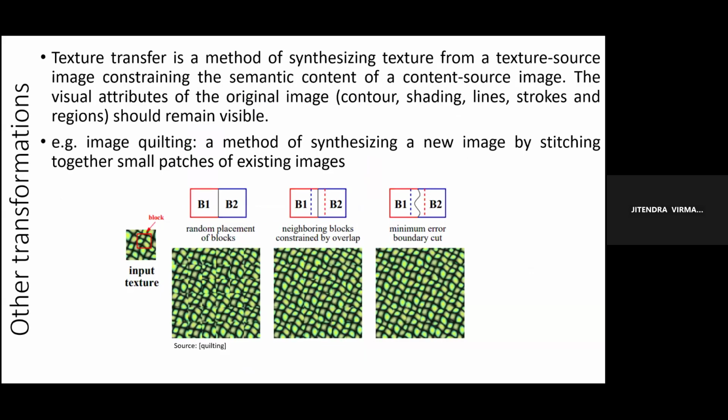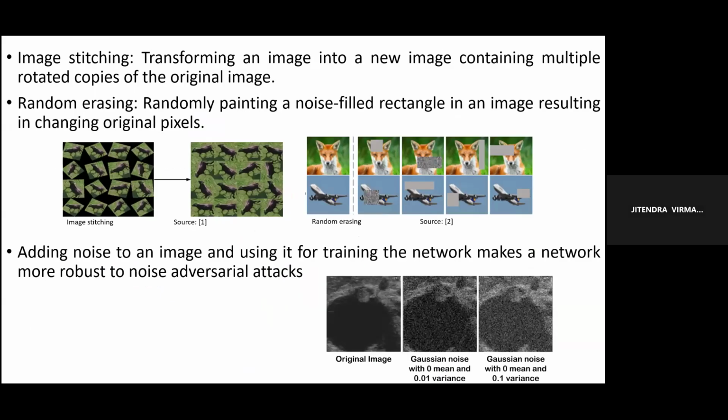Now these were some other transformations for data augmentation: placing two image blocks sidewise, placing two image blocks sidewise such that they overlap, and then placing two image blocks sidewise with the minimum boundary cut method. So these are all methods of image quilting. So once we have a region of interest, we can quilt various regions of interest together to generate more number of images.